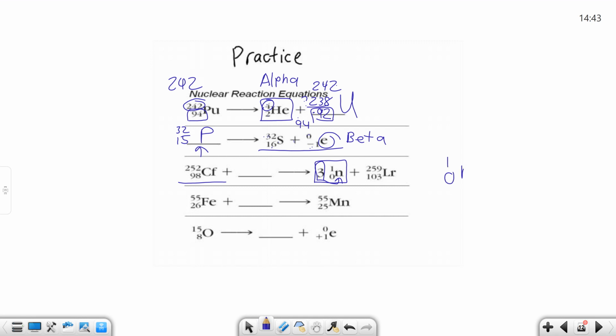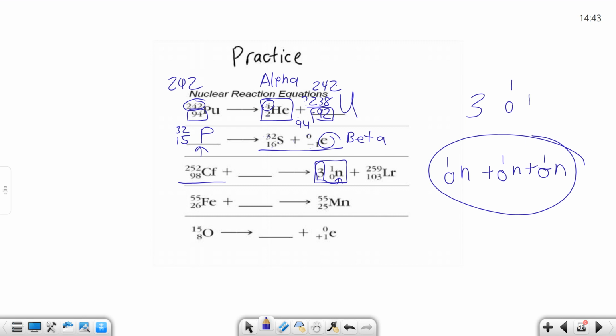So it's like writing 1 0 n plus 1 0 n plus 1 0 n. Instead of writing all of those like that, I just write 3, 1, 0, n. I have 3 of these neutrons. So for this, I have to basically multiply that number into both of the numbers next to the neutron.